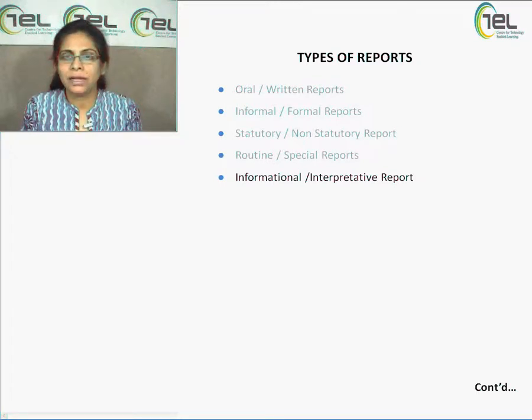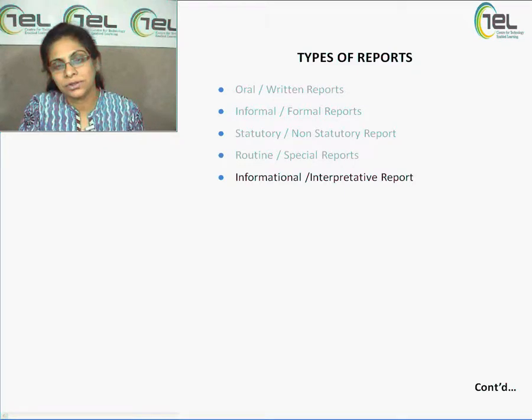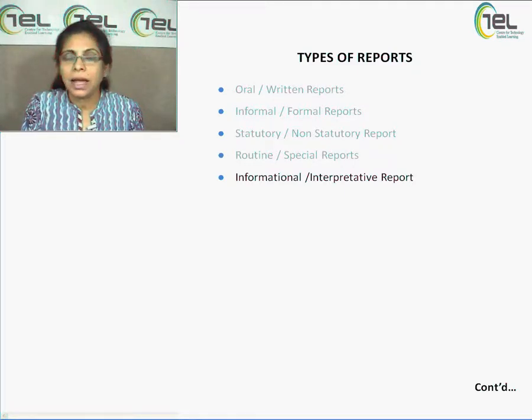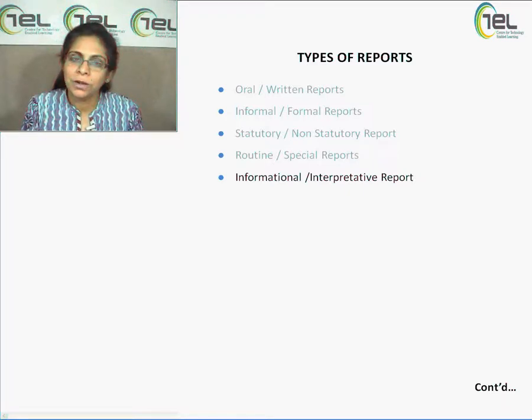So you have to know the classification. It could be oral as well as informal, as well as non-statutory and routine, and an informational function. So one report can be any of these, one from each category, but it cannot be both within a category.